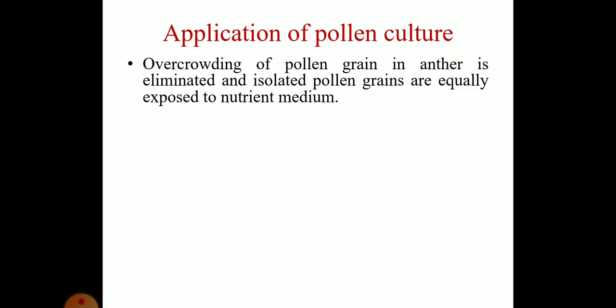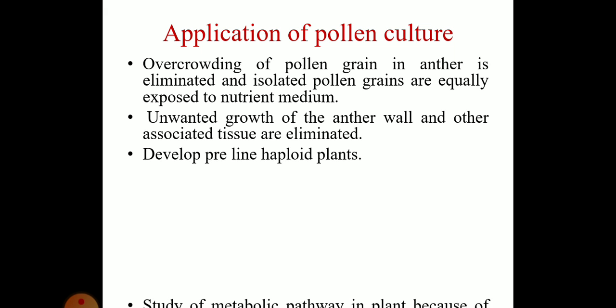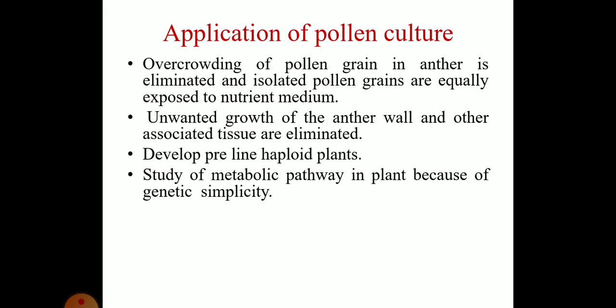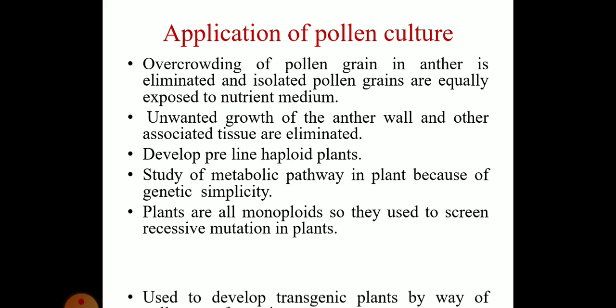Applications of pollen culture. Overcrowding of pollen grains in an anther is eliminated, and isolated pollen grains are equally exposed to the nutrient medium. Unwanted growth of the anther wall and other associated tissue is eliminated. It develops pure line haploid plants. It is used to study metabolic pathways in plants because of genetic simplicity. Plants are all monoploid, so they are used to screen recessive mutations in plants.